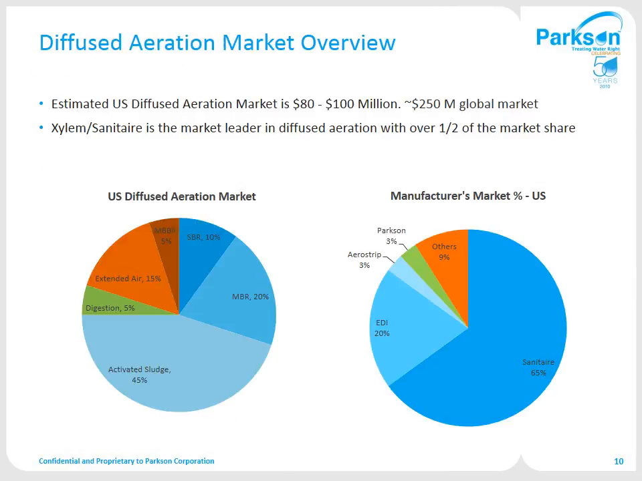Now to look at an overview of the market. These charts provide an idea of the size of the North American aeration market. It's a sizable market worth nearly $100 million, with a large segment currently dominated by Xylem or Sanitaire, who's been a low-price leader in the disc-shaped aeration diffuser market for many years.